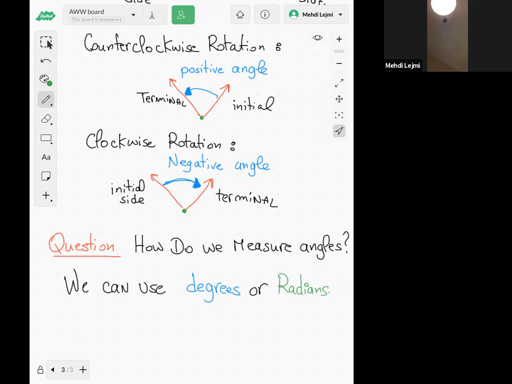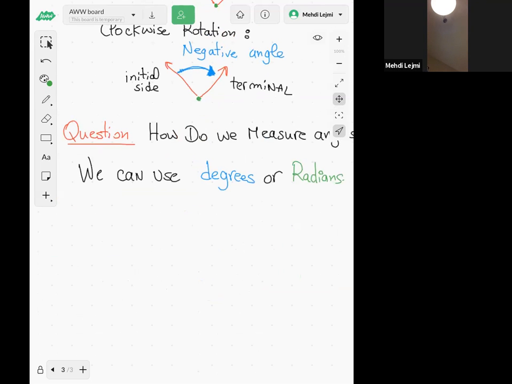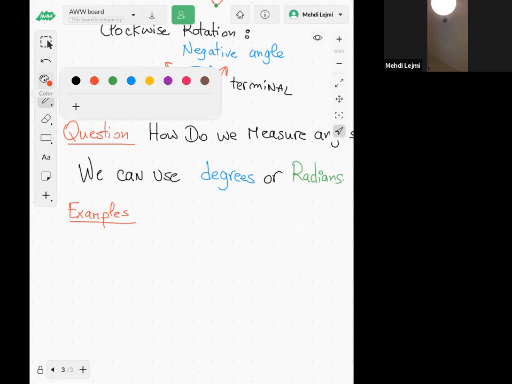Okay, now, for example, let's take very special angles. Here's my vertex. Now, the first kind of special angle, of course, would be the zero angle.